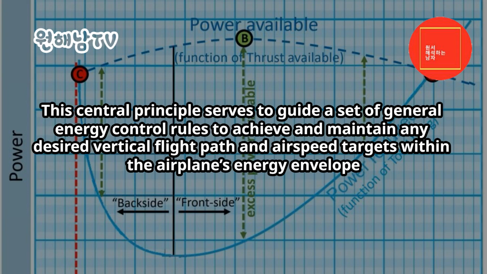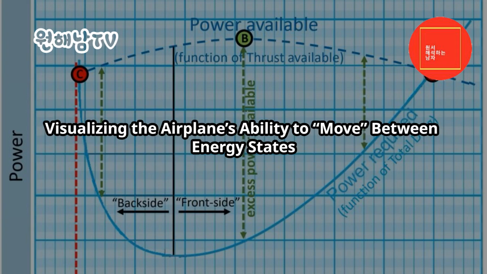This central principle serves to guide a set of general energy control rules to achieve and maintain any desired vertical flight path and airspeed targets within the airplane's energy envelope. Visualizing the airplane's ability to move between energy states.